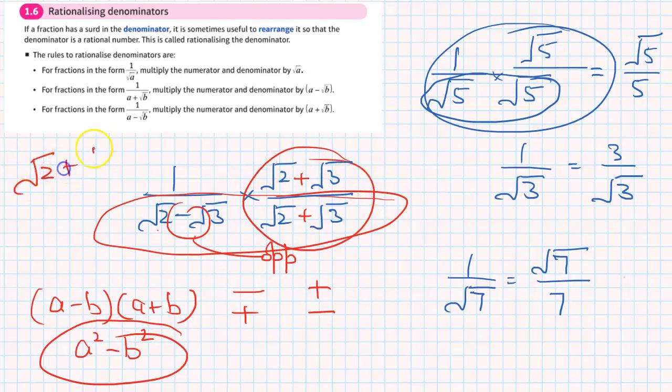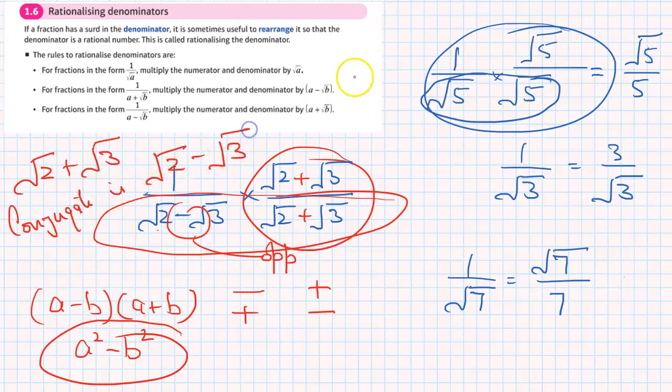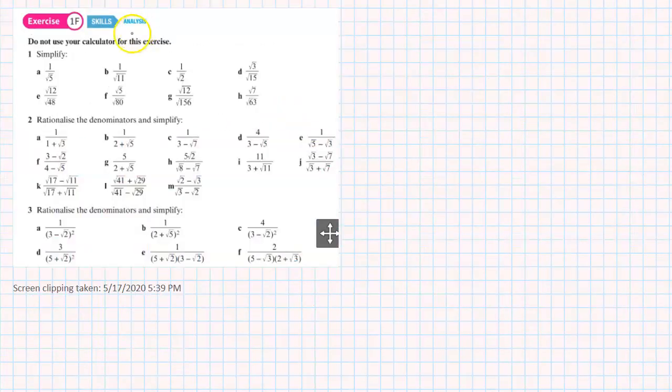Root 2 plus root 3, its conjugate is root 2 minus root 3. So we call it multiply and divide by its conjugate. Conjugate means the number will remain the same but the sign will change. Do not use a calculator for this, and we have to simplify. Simplify means we don't want root 5 there, so we multiply it by root 5 over root 5. So this answer will be root 5 over 5.